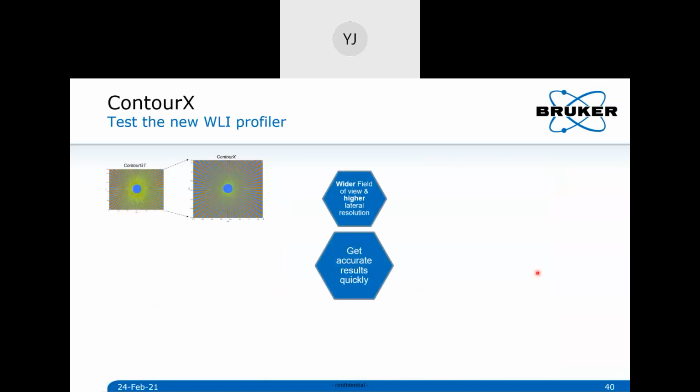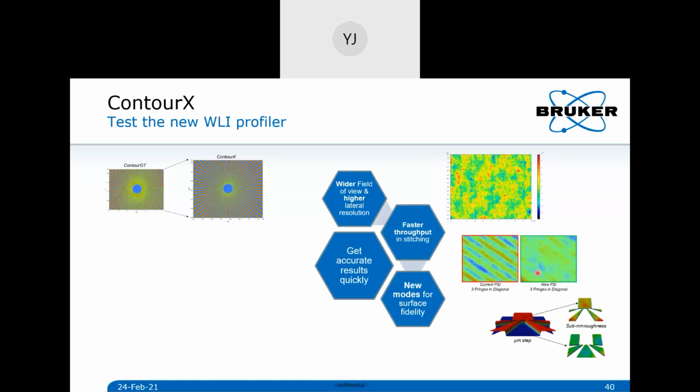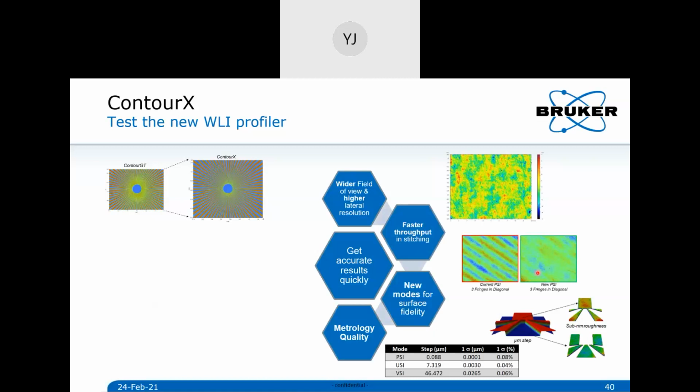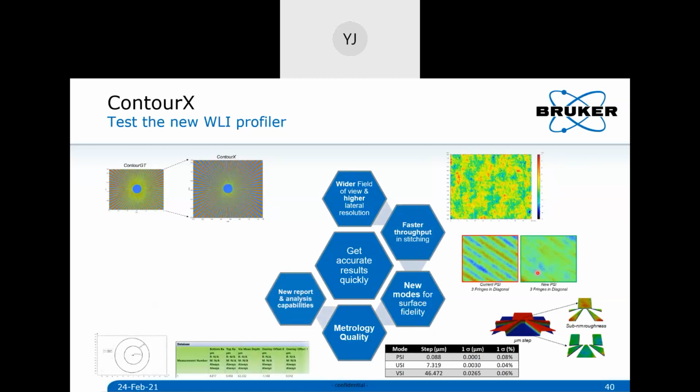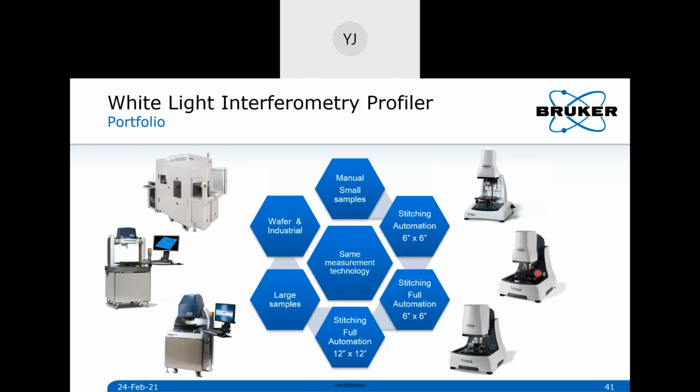To conclude, you get accurate results quickly, a wider field of view, and higher lateral resolution with the newer generation ContourX systems, which means faster throughput in stitching, and high fidelity, high dynamic range data, with very high metrology quality. You also have enhanced reporting and analysis capabilities, and a GUI which makes it easier to do the measurement and analyze in a quicker way, right?